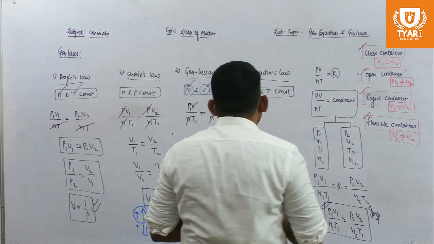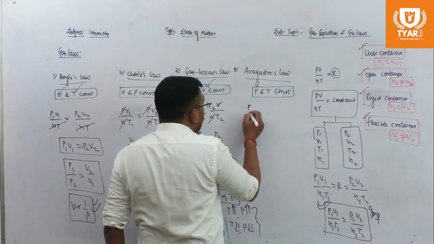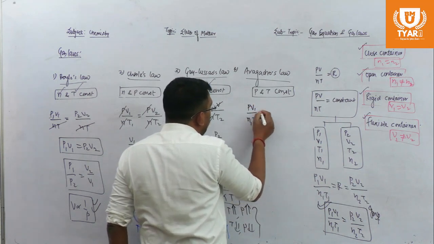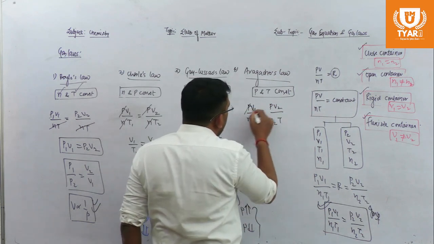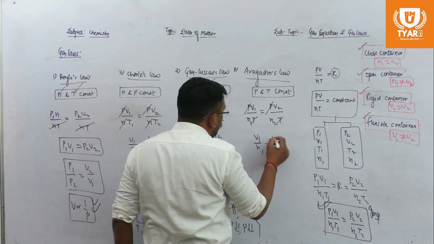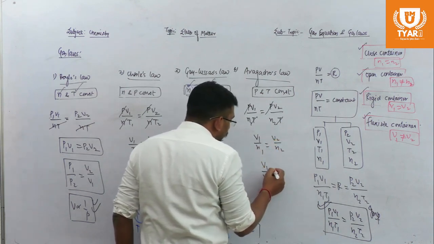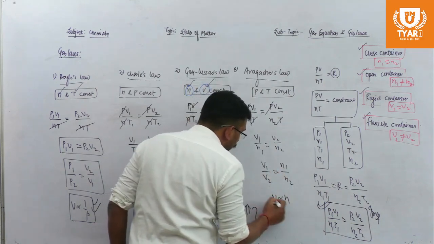Again, come to Avogadro's law. What is the meaning here? You will write P V1 upon N1 T equals to P V2 upon N2 T. Here P cancels, T and T cancel. V1 upon N1 equals to V2 upon N2. That's simply V1 upon V2 equals to N1 upon N2. That is V proportional to N.